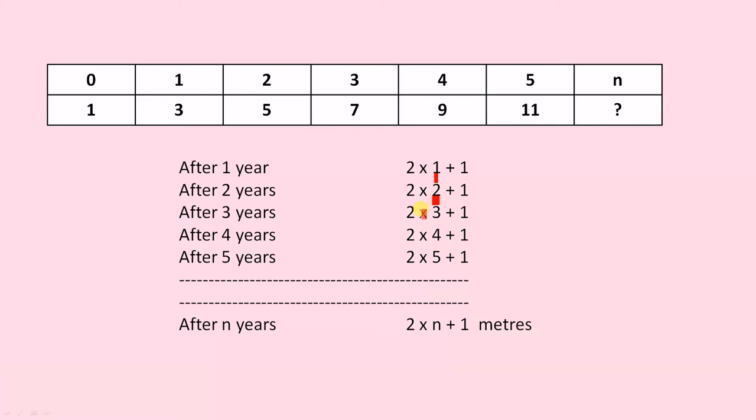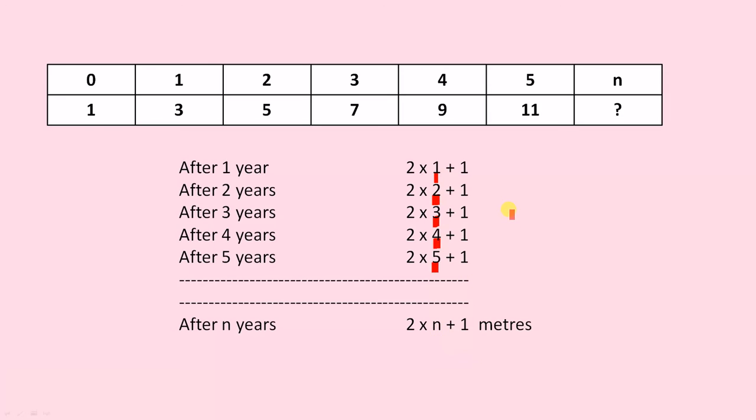After 3 years, 2 times 3 plus 1. 2 3s are 6 plus 1 is 7. After 4 years, 2 times 4 plus 1. And after 5 years, 2 times 5 plus 1. So in other words, we can see, if we keep applying this rule, after n years we have 2 times n plus 1. Now how straightforward was that?